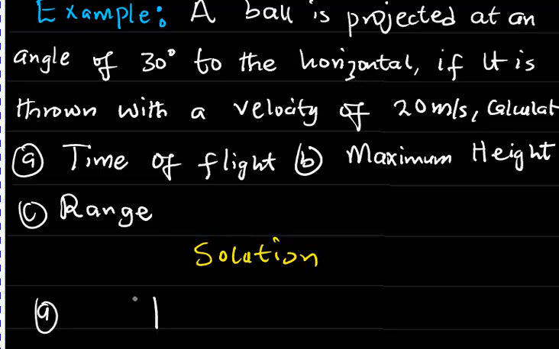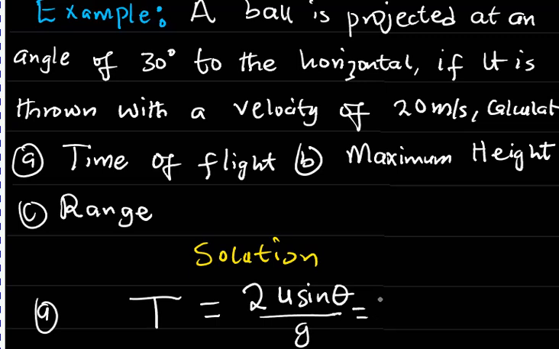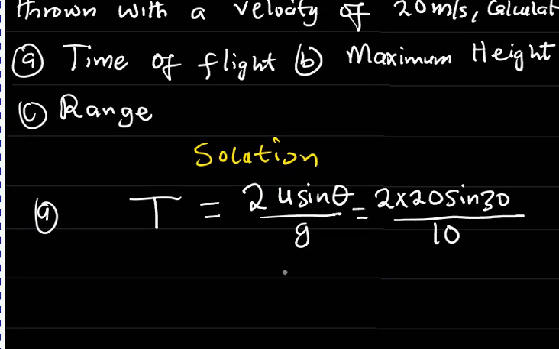We're looking for the time of flight, please pardon me. Remember, the time of flight is always 2 times the time to reach the maximum height, which is 2 times u sine theta, divided by g. So this is going to be 2 times our u from the question, which is 20, then sine theta, the angle of projection, 30 degrees, then divided by g, which we are going to use an approximate value of 10.